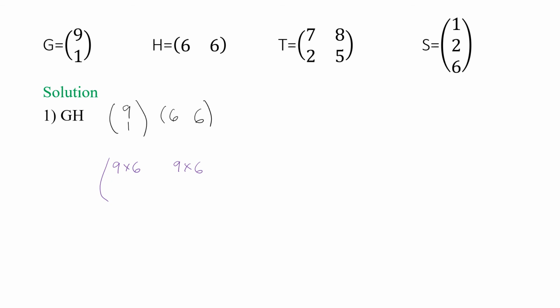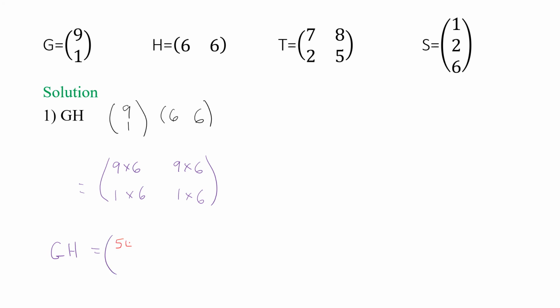And for the bottom, we'll have a similar scenario. Row by column. So row 2, column 1 is 6 again. So it's 1 times 6, and then you have 1 times 6. And yep, this is it. So in this case, GH would have been equal to, let's see, 9 times 6 I think is 54.